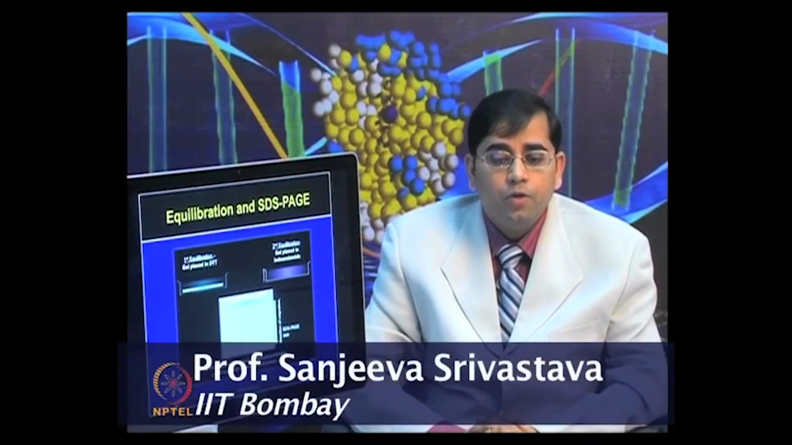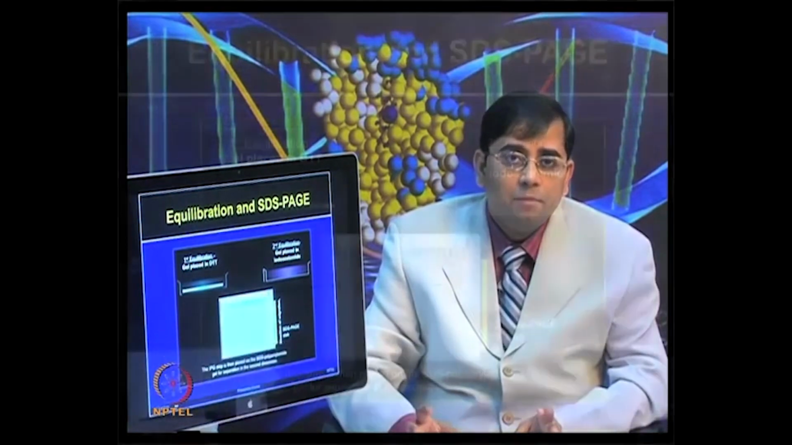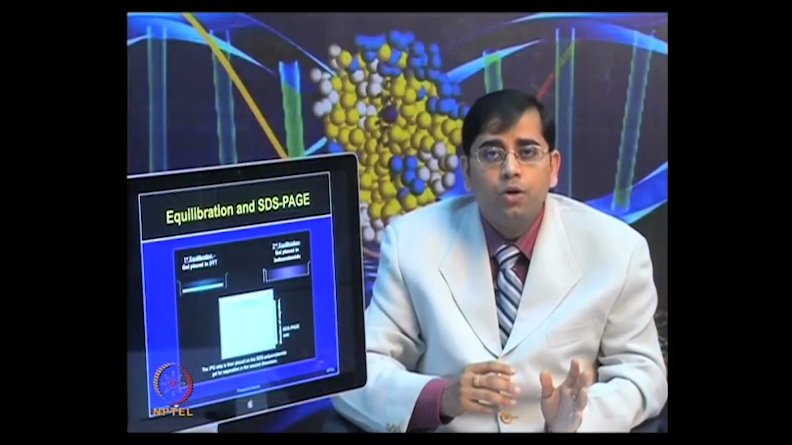Once IEF is done, again you have to do the equilibration, first equilibration and second equilibration, followed by SDS-PAGE. So, overall the steps, as you can see, are exactly the same as what one does in 2-dimensional electrophoresis. The only variation here is that all your control and treatment samples have been mixed together and are now separated on one IPG strip. Now, this strip is placed on one SDS-PAGE gel and all the proteins will be separated in one gel itself, whether they come from the control or treatments.